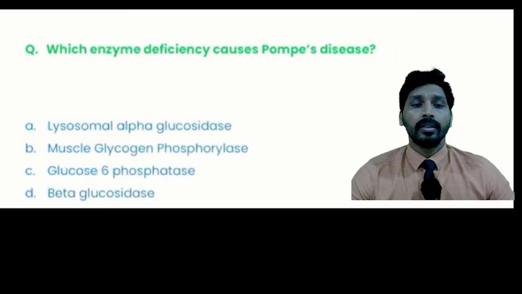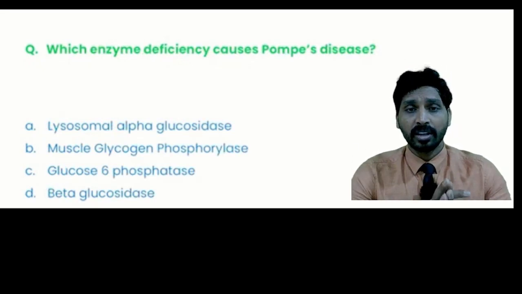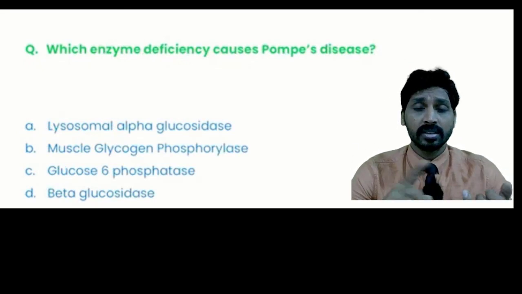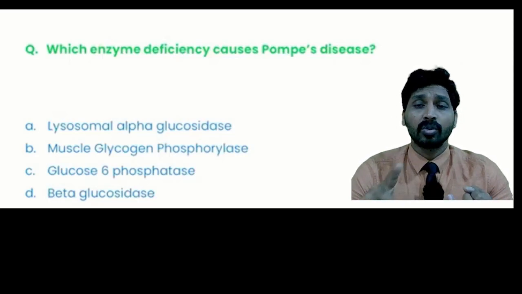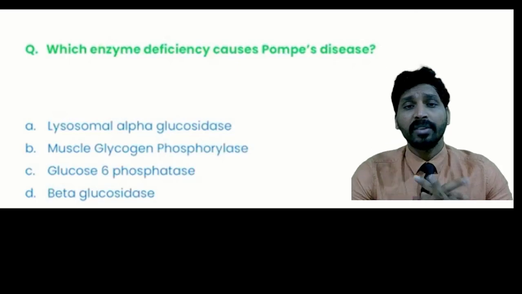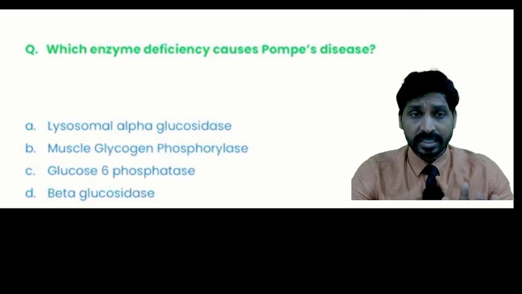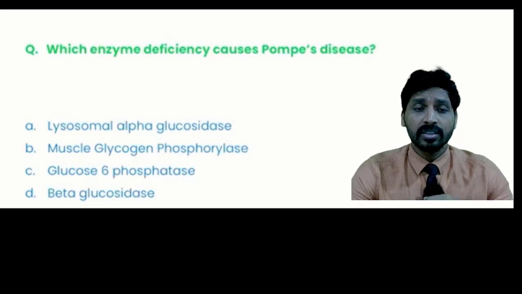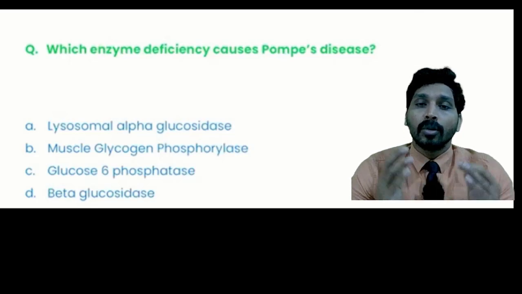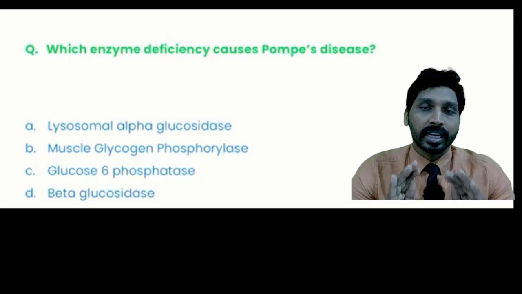The next question is again an easy one. We have already discussed glycogen storage disorders a number of times in our previous one-liners, previous year questions, and image-based questions. Which enzyme deficiency causes Pompe's disease? The options given: option A, lysosomal alpha glucosidase; option B, muscle glycogen phosphorylase; option C, glucose 6-phosphatase; option D, beta glucosidase.